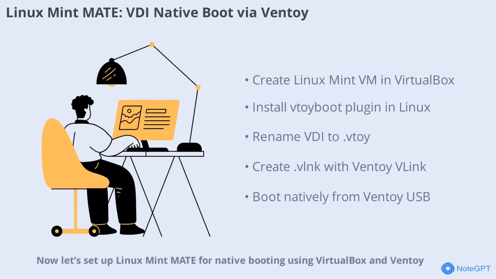Now let's set up Linux Mint Mate for native booting using VirtualBox and Ventoy. Begin by creating a new VirtualBox VM for Linux Mint, assigning at least 2 GB RAM and a fixed-size VDI disk of 32 GB. Install Linux Mint as usual, then reboot into the installed system.